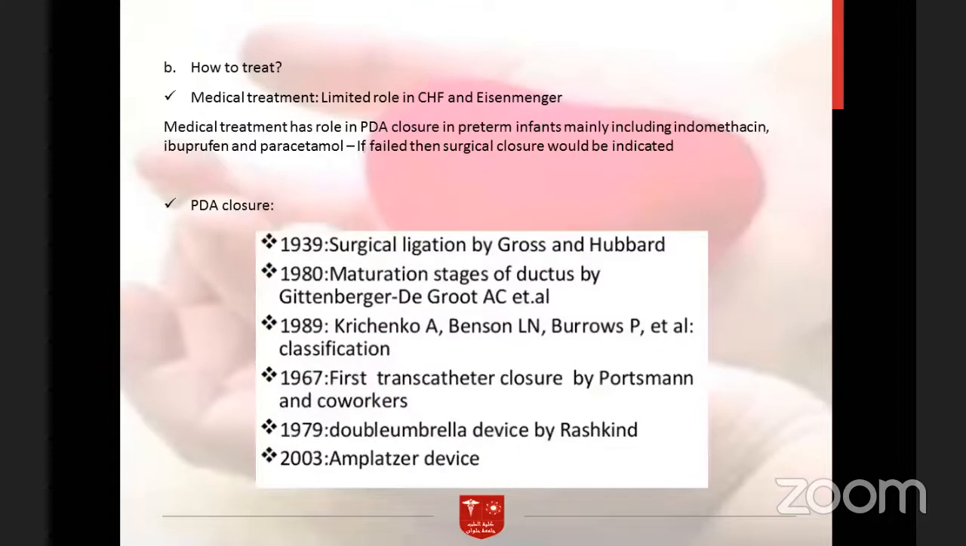The PDA closure could be either percutaneous or surgical, as we mentioned throughout the discussion, and some historical background about the PDA closure. The first surgical ligation was done by Gross and Hubbard in 1939. The first transcatheter closure was in 1967. The first device for closing the PDA was introduced by Professor Rashkind in 1979, and the first Amplatzer device, which is widely used nowadays, was in 2003.